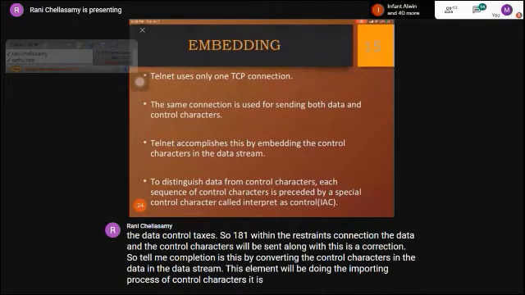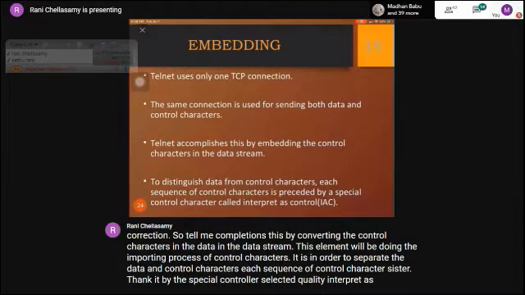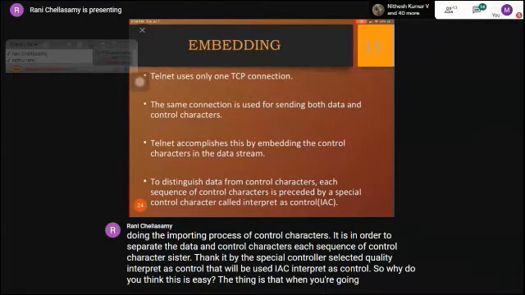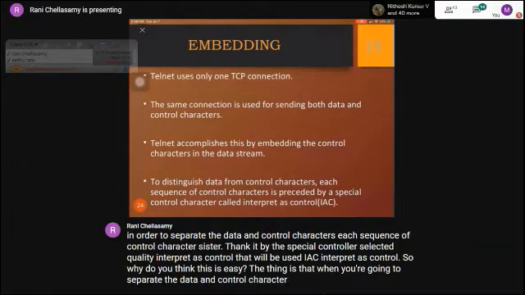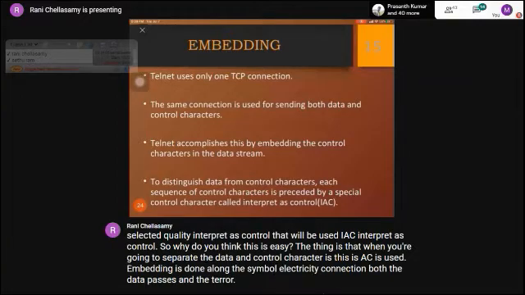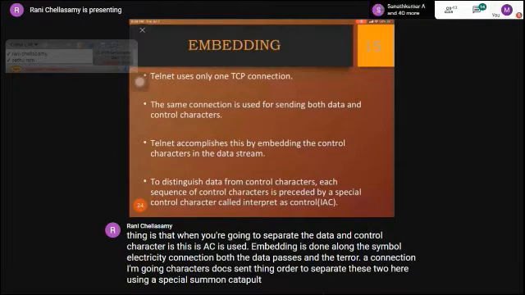In order to separate the data and control characters, each sequence of control characters is preceded by a special control character called Interpret As Control, IAC. The reason we use IAC is to separate the data and control characters. So embedding is done: along a single TCP connection, both the data characters and the control characters are sent, and to separate these two we use the special control character IAC.